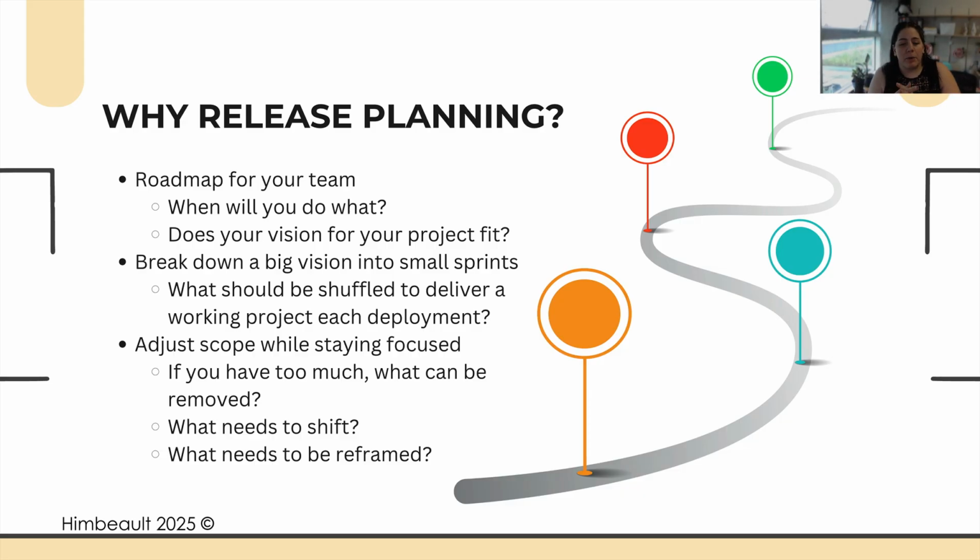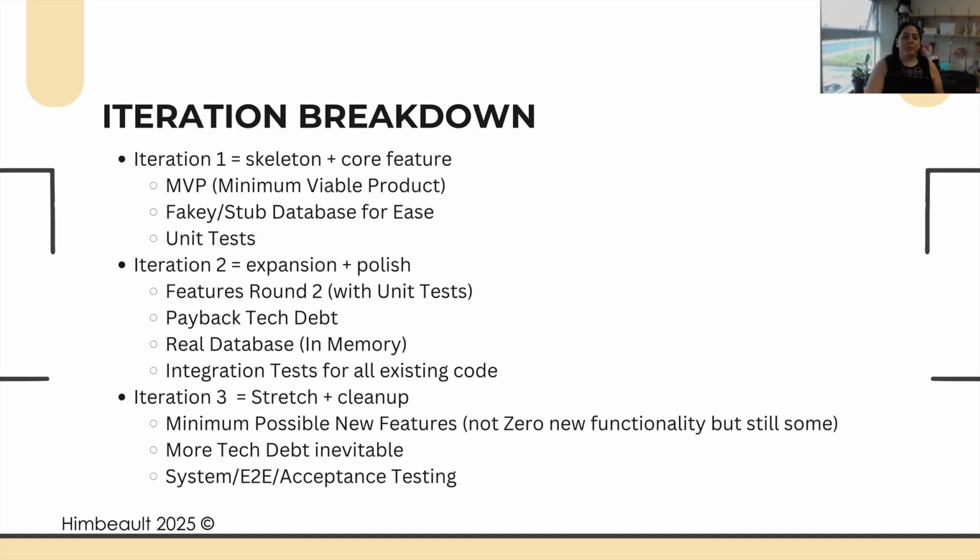And like I said, we're adjusting scope. If we have too much, what can be removed? What was that stuff that was all the way down the line that maybe doesn't matter as much? Or what maybe needs to be reframed and shrunk down into a smaller scope story? Having this release plan really gives us that power.